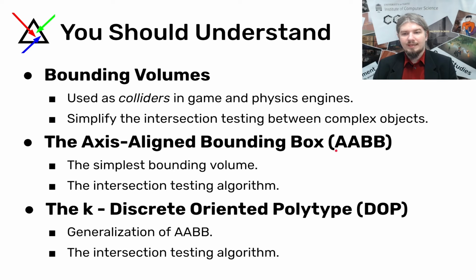You learned about the axis-aligned bounding box. This is one of the simplest bounding volumes, and we saw its intersection testing algorithm. And you also learned about the k-discrete oriented polytopes, or DOPs, and these were a generalization of the axis-aligned bounding box. And we also saw their intersection testing algorithm, which was again a generalization of the axis-aligned bounding box intersection testing algorithm.